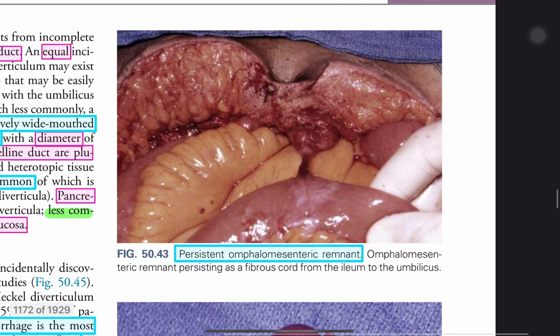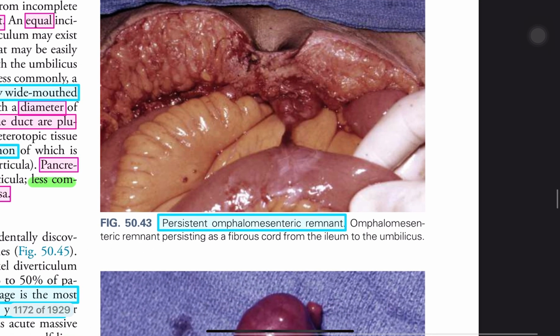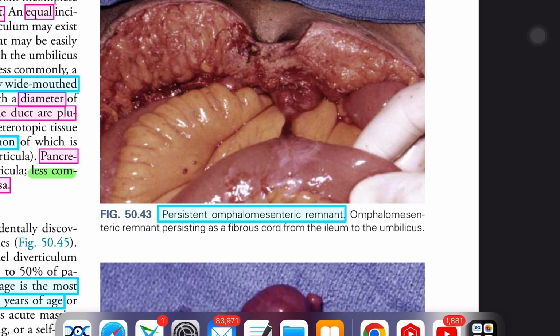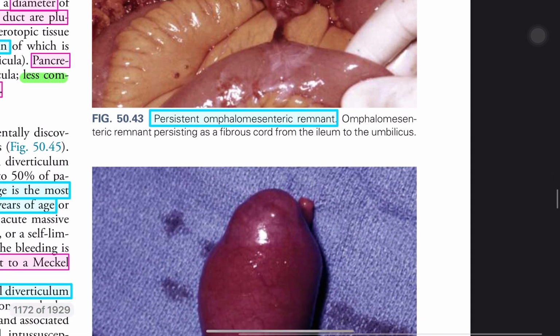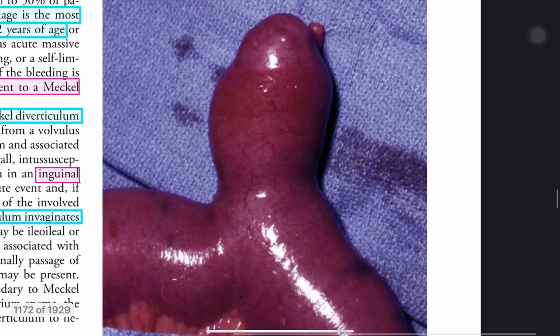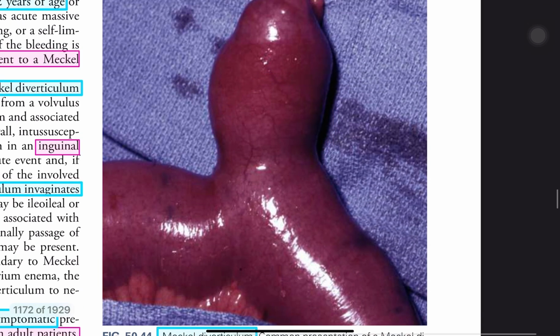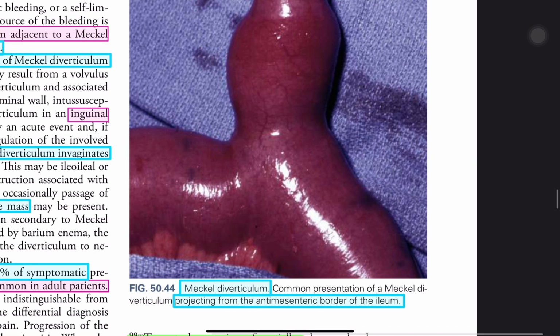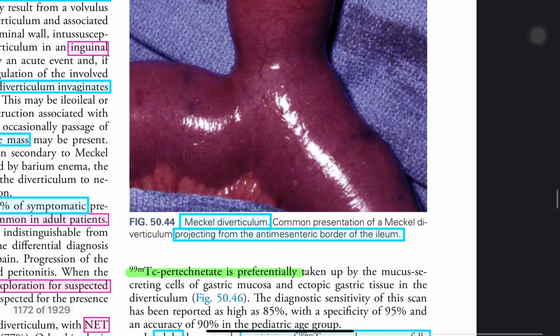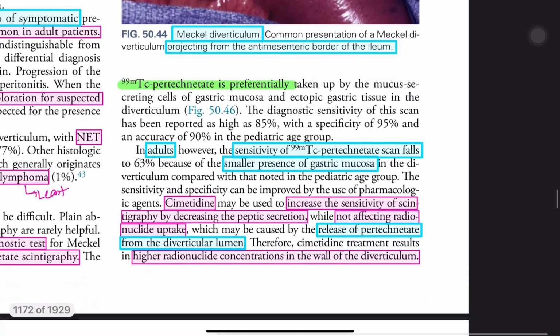You can see in this picture a persistent omphalomesenteric remnant. And this is Meckel's diverticulum, a diverticulum projecting from the anti-mesenteric border. You can see this side is the mesentery and this is projecting from the anti-mesenteric border.